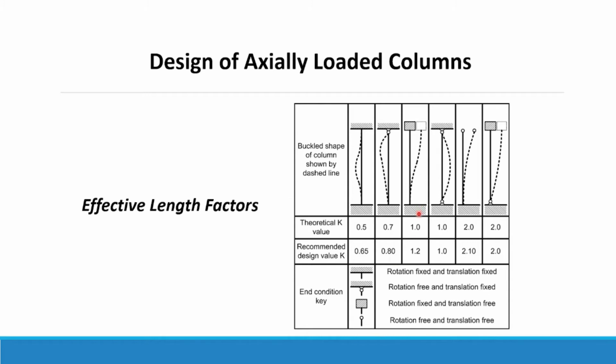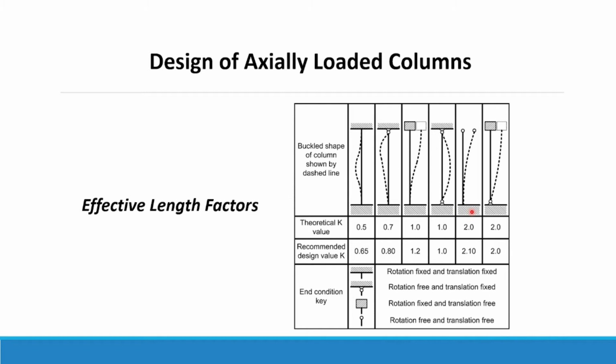And for the third diagram, the fixed support, and the other end is free to move, and the value of K is equal to 1.2, which is 20% greater than the actual length, or the unbraced length. And for our fourth diagram, we have a hinge at both ends, and this is the shape of the buckled column, and the recommended value for K is equal to 1, which is the same value as the unbraced length. So the effective length is also equal to the unbraced length.